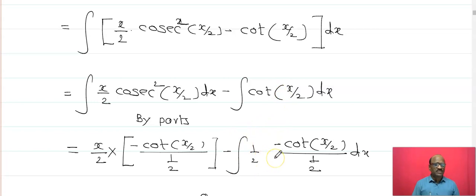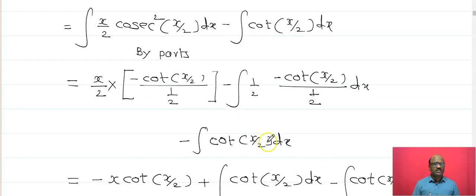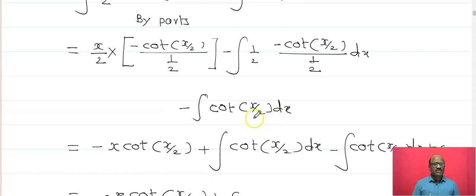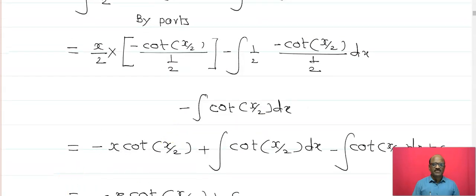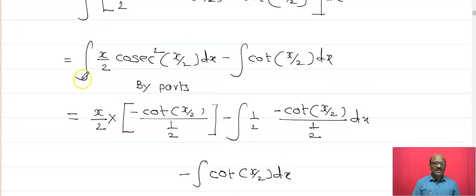That is the integral of 1 upon 2 minus cot of x by 2 upon x by 2 into dx. First we will solve this by integration by parts. X by 2 is the first function into the integral of the second. What is the integral of cosec square x by 2? It is minus cot of x by 2 upon the derivative of x by 2, which is 1 upon 2.